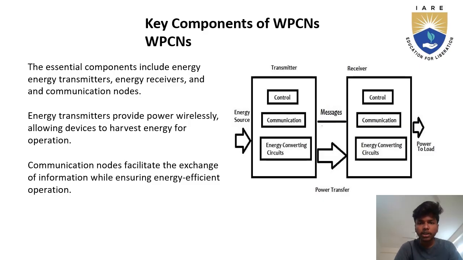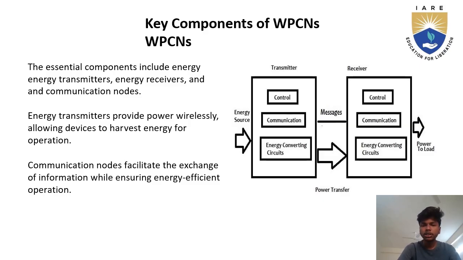The key components of wireless powered communication networks are the essential components including the energy transmitters, energy receivers, and communication nodes. Energy transmitters provide power wirelessly, allowing devices to harvest energy for operations. Communication nodes facilitate the exchange of information while ensuring energy efficient operations.